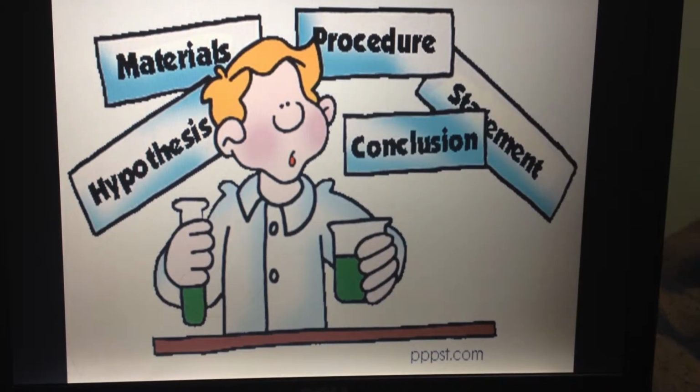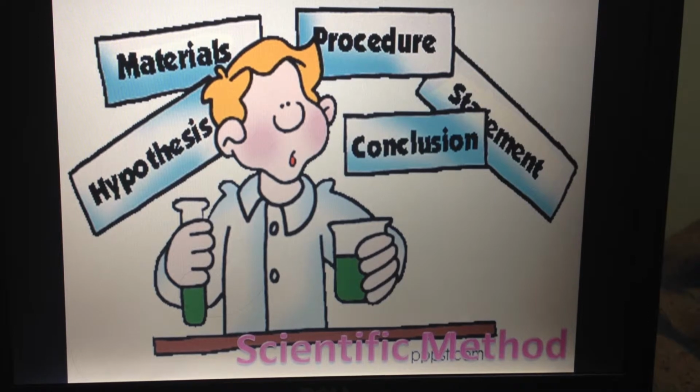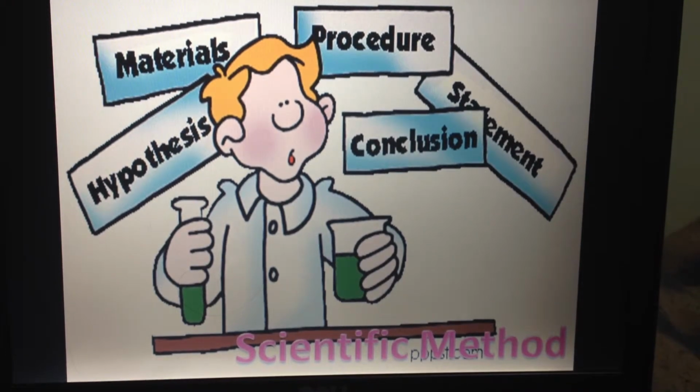Chemistry. What is chemistry? It's the scientific study of matter, its properties and interaction with other matter and with energy. The scientific method is a method for conducting an objective investigation. The scientific method involves making observations and conducting an experiment to test a hypothesis.